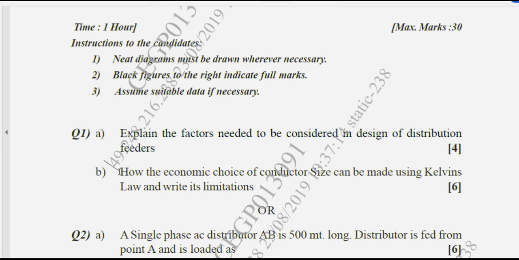Then and only then will you get the 4 marks. The second question is how the economic choice of conductor size can be made using Kelvin's law, and write its limitations. We have discussed that. Whenever we are interested in finding out the economic choice of the conductor, we can use Kelvin's law. In that video lecture we have discussed the derivation and the limitations also. So the weightage is 6 marks.